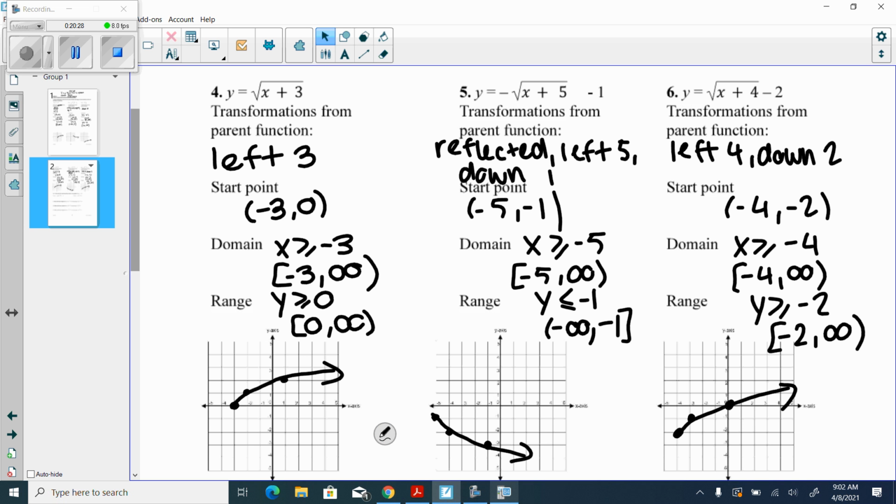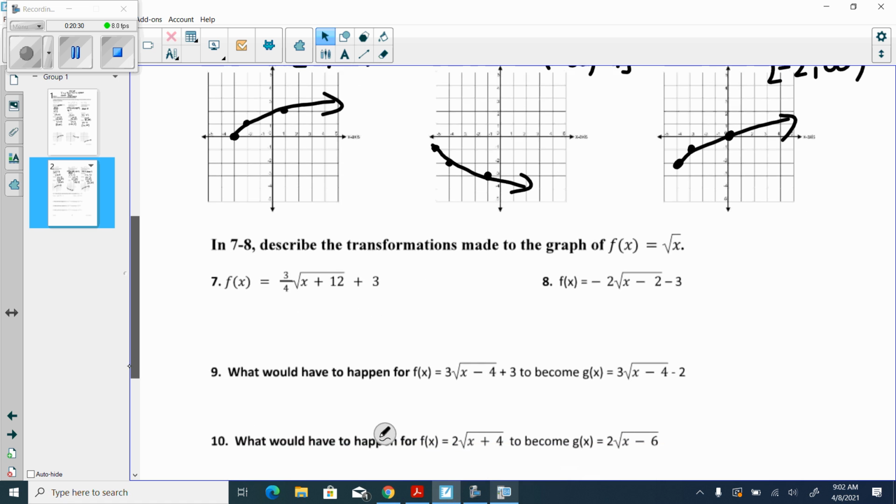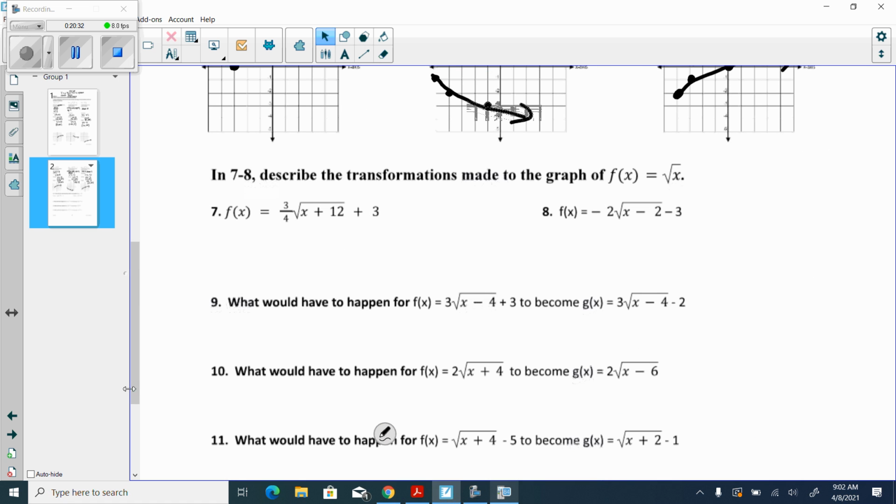Okay, so in this next little section here, it says on problems 7 and 8, they want us to describe the transformations made to the parent function. So we're basically just describing what we see here. Okay. So this 3/4 in front, what is that going to make happen? Shrink, very good. So shrink by 3/4.